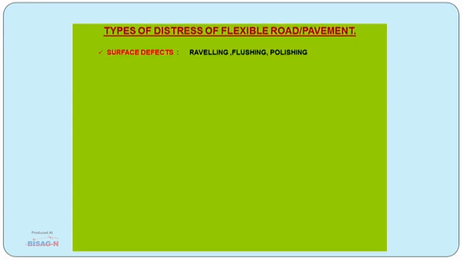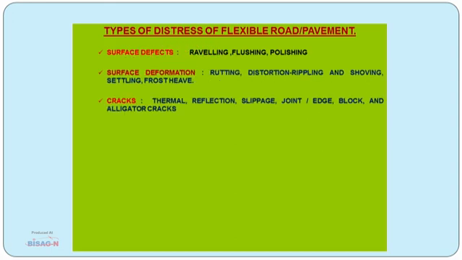The next is the types of distress of flexible road pavement. Basically there are 4 types of defects that generally come in flexible pavement. First, surface defects, in which raveling, flushing and polishing come. Second is surface deformation, where rutting, distortion, rippling and shoving, settling and frost heave come. Third is cracks. There are many cracks: thermal crack, reflection crack, slippage, joint, edge, block and alligator crack. And the last one is patches and potholes.